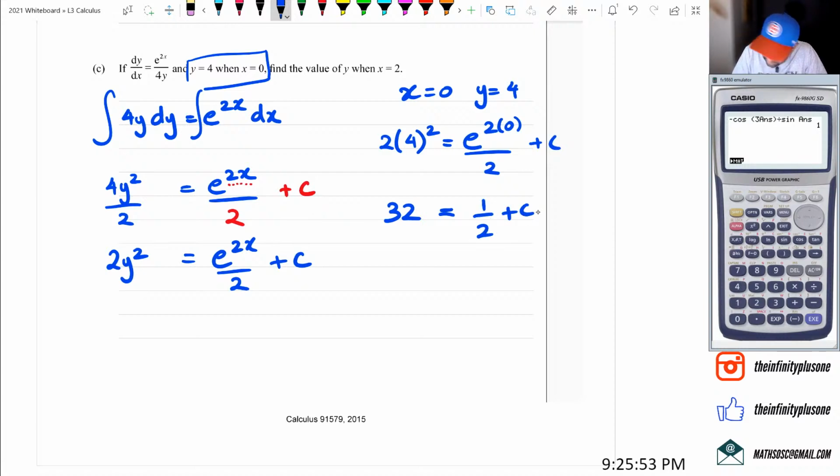So we've got a half plus c, so we can rewrite this as c is 31.5. Yep, Dougal, you can put it on any side, it doesn't really matter. You're still going to end up with the same number.